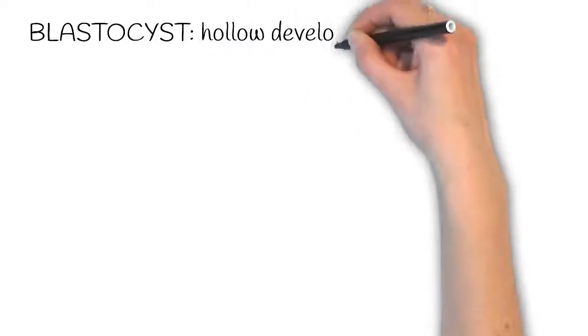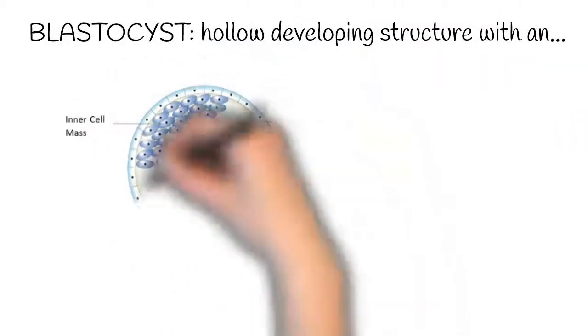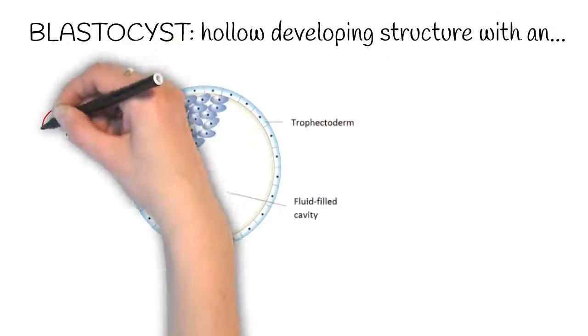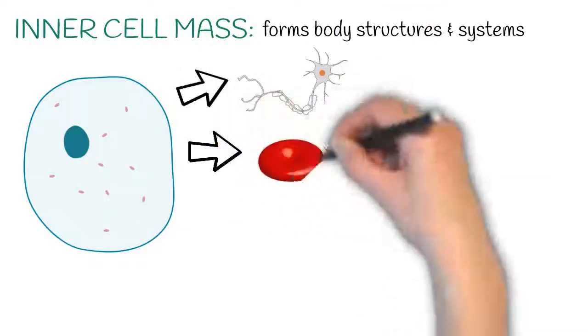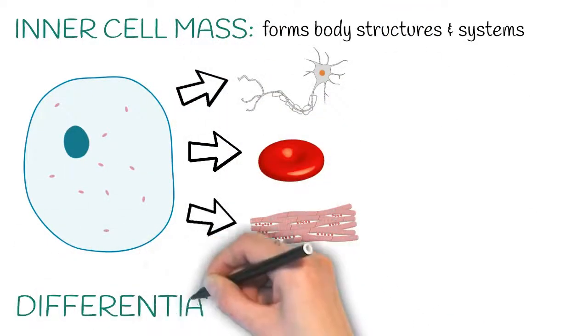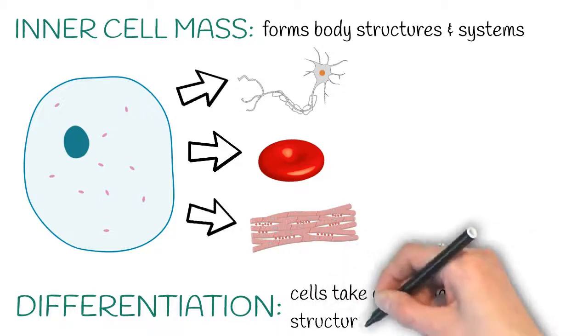After fertilization and rapid cell division called cleavage, a blastocyst is formed. This hollow developing structure has something special called the inner cell mass. The inner cell mass forms body structures and systems, and is what allows the single cell to become neurons, blood cells, muscle cells, and more through the process of differentiation, where each gets a different structure and function.